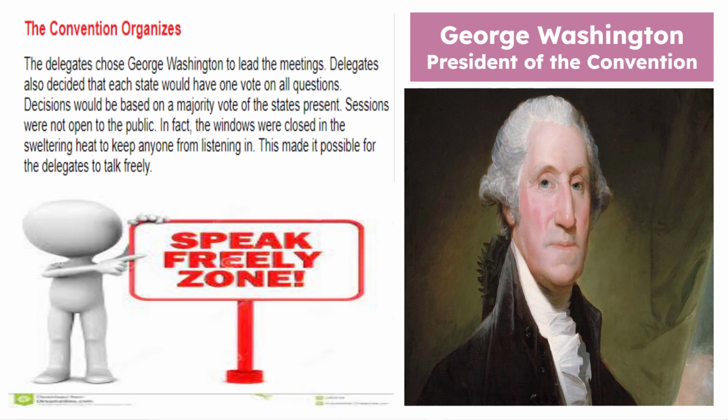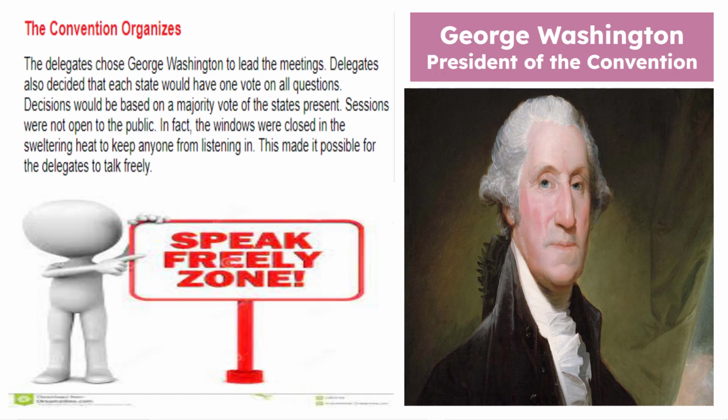The convention organizes. The delegates chose George Washington to lead the meetings. Delegates also decided that each state would have one vote on all questions. Decisions would be based on a majority vote of the states present. Sessions were not open to the public. In fact, the windows were closed in the sweltering heat to keep anyone from listening in. This made it possible for the delegates to talk freely.